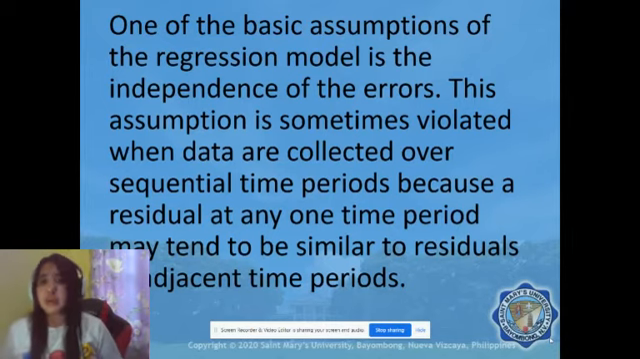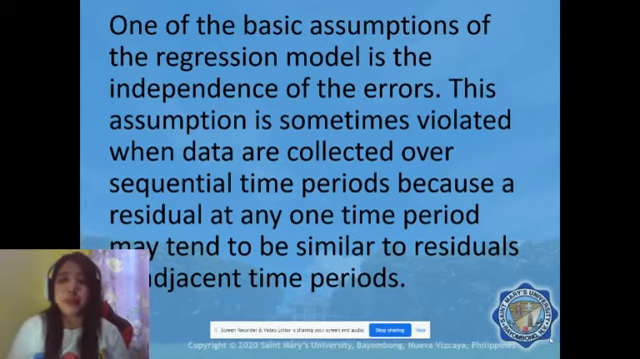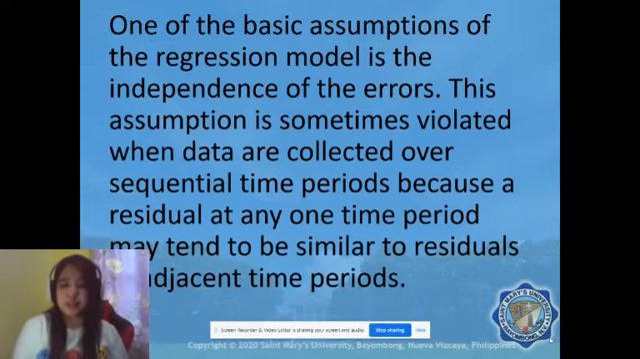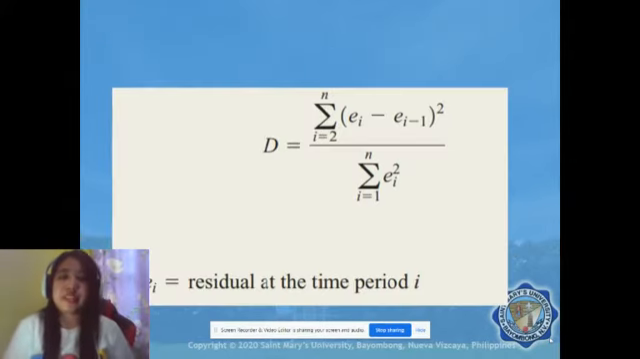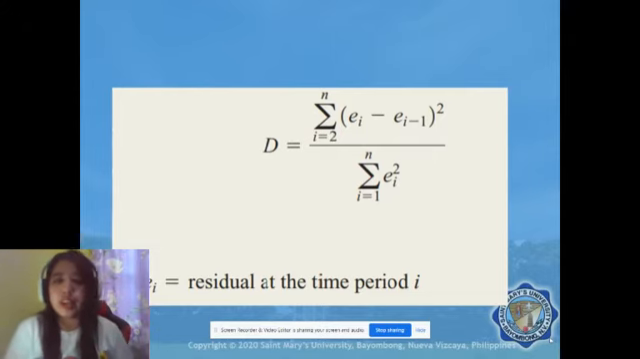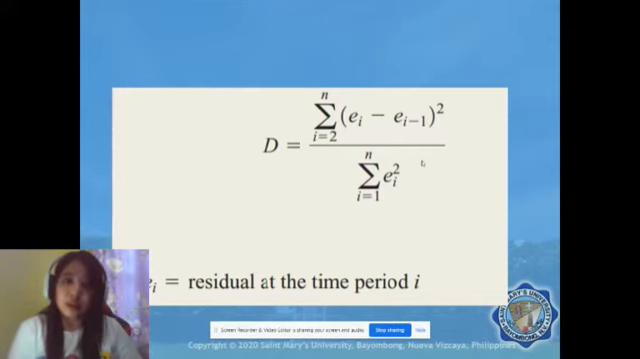This assumption is sometimes violated when data are collected over a sequential time period because a residual at any one time period may tend to be similar to the residual at an adjacent time period. So this is the formula of our Durbin-Watson statistic. As you can see here, what we need to consider is the residual.